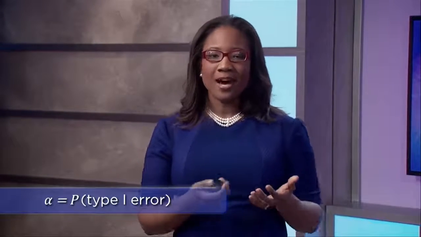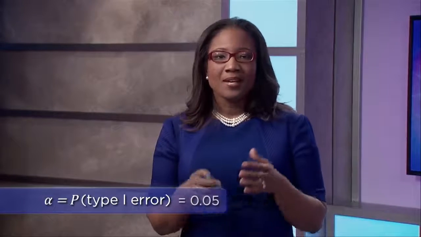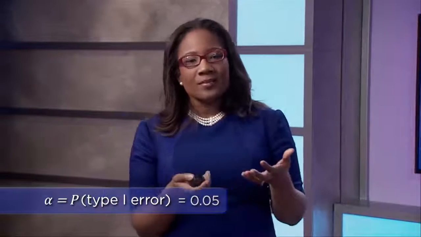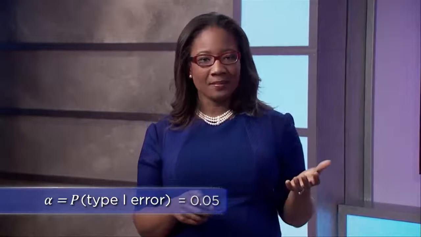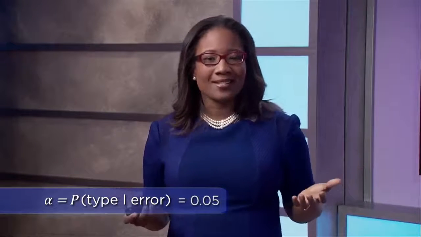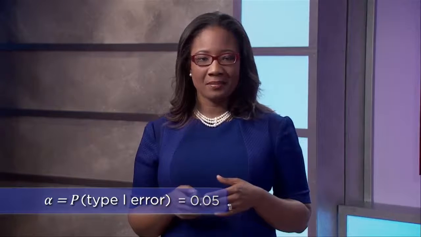So we typically choose the largest alpha that we can tolerate. Let's say alpha equal to 0.05. So what this means is we're willing to mistakenly convict an innocent person 5% of the time in exchange for making the right decision 95% of the time.